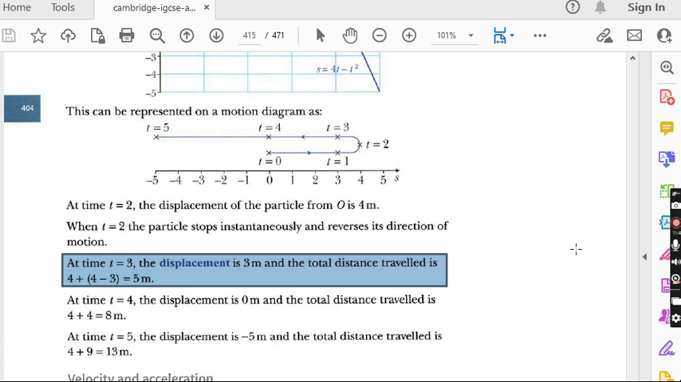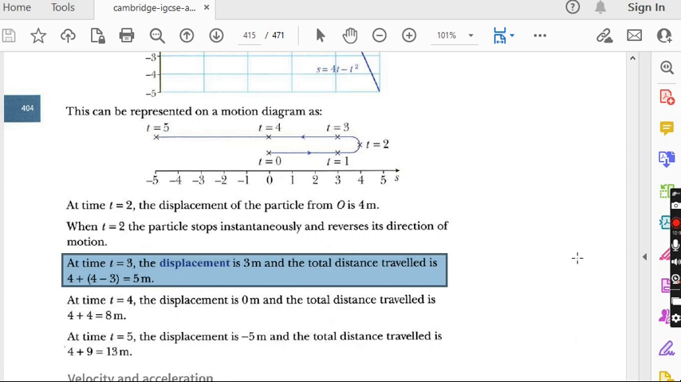Or you can directly write, from 0 to t = 2, the displacement is 4, and then from t = 2 to t = 3, the displacement goes from 4 to 3, that is 1. So the total distance is 5 meters. So at t = 3, the total distance is 5 meters.